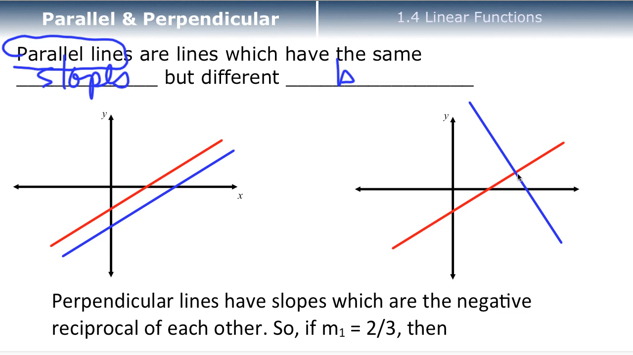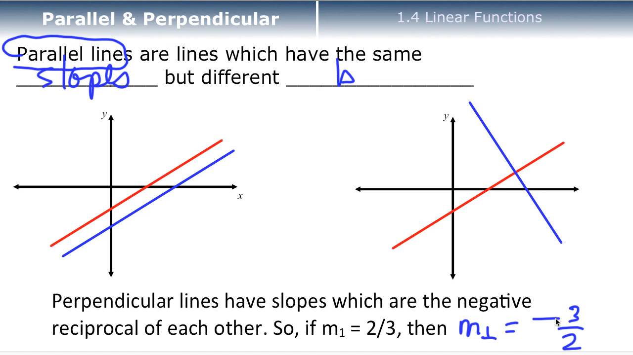Perpendicular lines, on the other hand, don't have the same slopes, of course, but they have what we call a negative reciprocal of slopes. So say the slope of this red line is 2/3, then if this blue line is perpendicular, I like to write it like that: the slope of a perpendicular line is equal to the negative reciprocal. So if this one's positive, my perpendicular line has to be negative. And reciprocal means I have to take this fraction and flip it over. So the slope of the red line is 2/3. The slope of a line perpendicular to that one is -3/2.